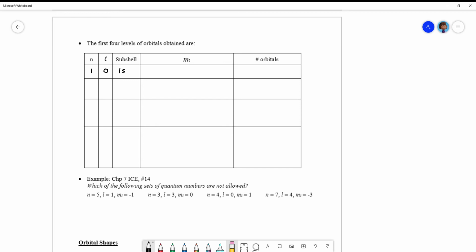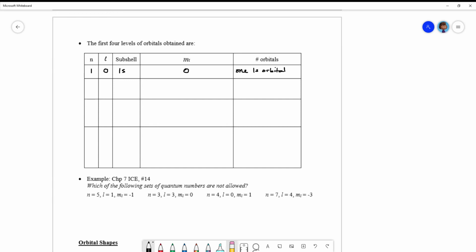Now, when L is equal to 0, the only possible value for m sub L is equal to 0. Because negative L to 0 to positive L, there's no such thing as a negative 0 and a positive 0, it's just 0. Now, we also know that the number of values of m sub L tell us the number of orbitals. And so since we only got one value of m sub L, there's only one orbital in the 1s subshell. And we call this one orbital a 1s orbital. So there's one 1s orbital in the 1s subshell in the n equals 1 principal shell.